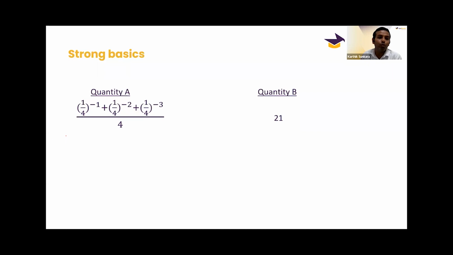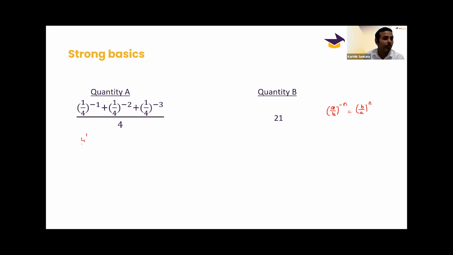The basic formula that we need to remember for this would be (A upon B) whole to the power minus n is (B upon A) whole to the power n. So whenever we have a negative sign in the power, to remove that negative sign, we have to reciprocal the fraction. In the same way, if I apply the same formula here, (1 upon 4) to the power minus 1 will actually become 4 to the power 1.